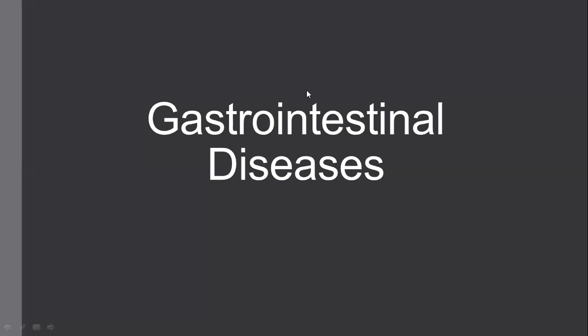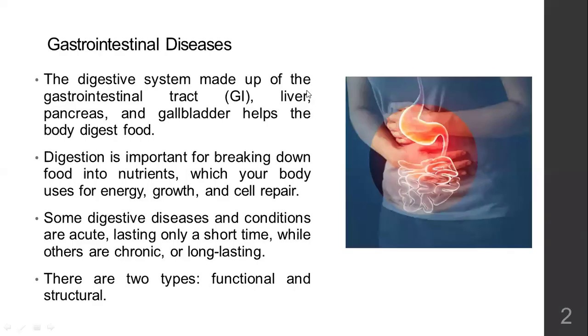So, gastrointestinal diseases. The digestive system is made up of the gastrointestinal tract, the GI system. It starts from your mouth and it ends at the anus. That entire tract is one way. It's an entire tract that is called the GI tract or gastrointestinal tract.